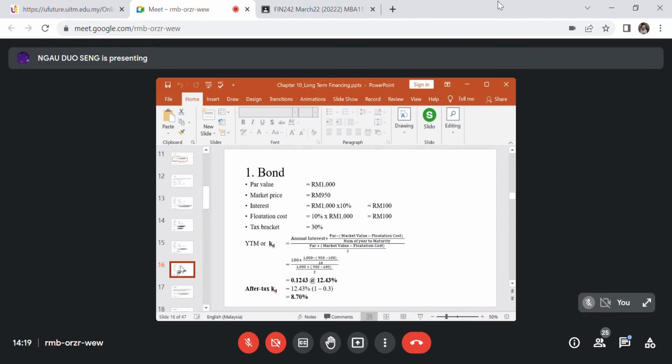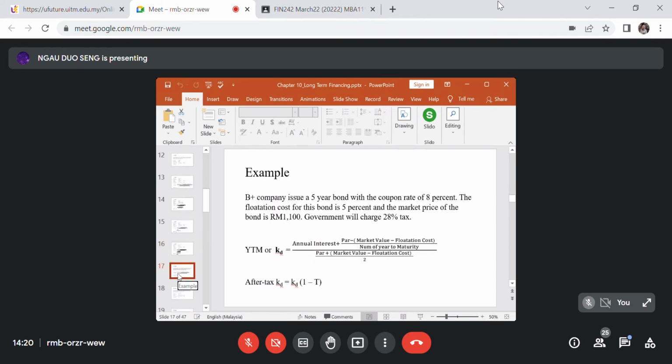All right, so we continue if we have done. Next we have another example. B Plus company issues a 5 year bond with a coupon rate of 8%. The flotation cost of this bond is 5% and the market price of the bond is 1,100. Government will charge 28% tax. So you calculate the after tax cost of bond.